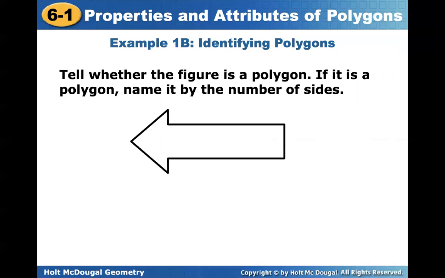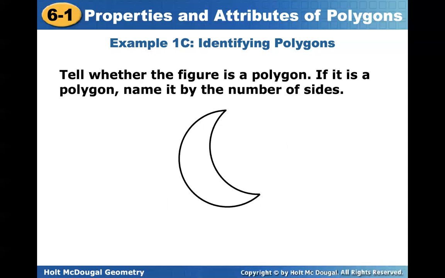Is this a polygon? Absolutely. They are all straight sides. They all touch at the vertex. They don't overlap. They don't have rounded sides. It's not open. So yes, that's a polygon. And then we just have to count the sides. So we have 1, 2, 3, 4, 5, 6, 7. So that is a heptagon. Doesn't look like a normal heptagon, does it? But it's really a polygon, and it is a heptagon.